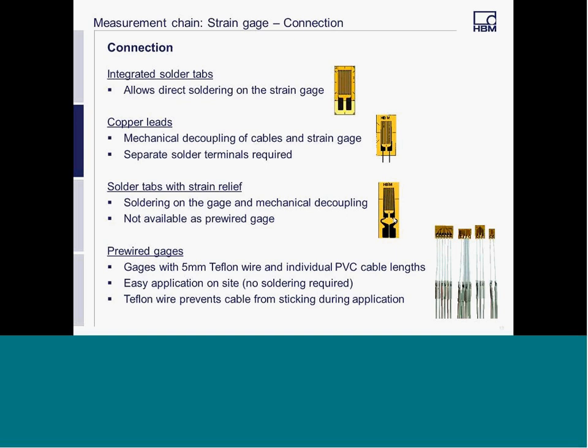We have some Teflon wire here in between the gauge and the cable. It's not 5 millimeters, sorry, it's 50 millimeters. Why Teflon? Because it does not stick. So that's some benefit here. So that's the easiest way.